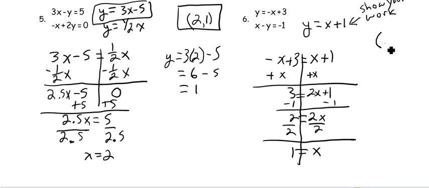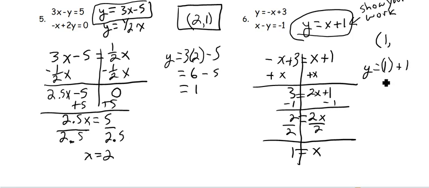So if x equals 1, I can go ahead and put in my 1 up here. And then I'm going to substitute it. Let's do it. This one looks much easier. Y equals 1. That's my x plus 1, which is 2.